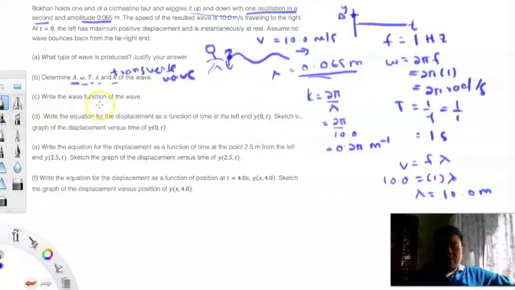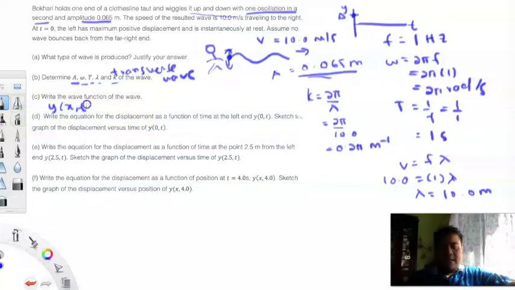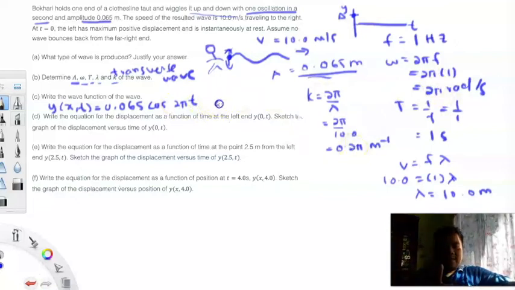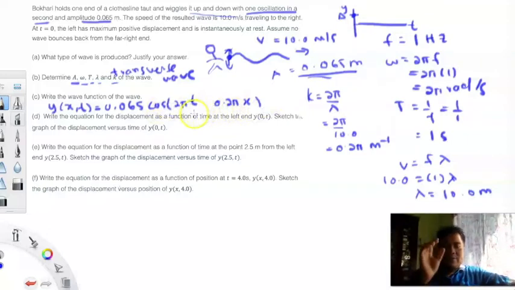Next is to write the wave function of the wave. We can have the wave function y as a function of position x and time t equal to the amplitude 0.065 cos of omega t, where omega is 2 pi, so 2 pi t, and then kx, where kx is 0.2 pi x. Now we want to choose whether it is positive or negative. Since the wave moves to the right, we choose negative. So this is the wave function of the wave.